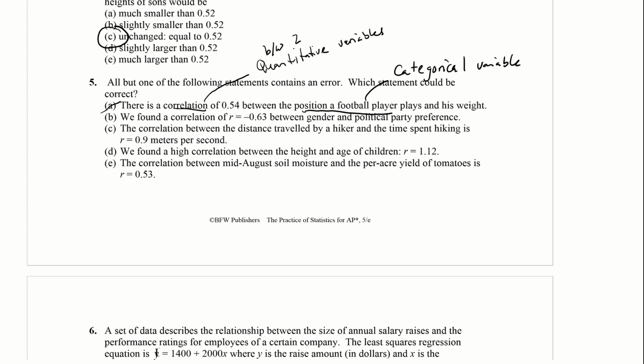Part B, we found the correlation of negative 0.63 between gender and political party preference. Again, that's the same thing. Gender and political party preference, those are categorical variables, right? So it can't be that one.